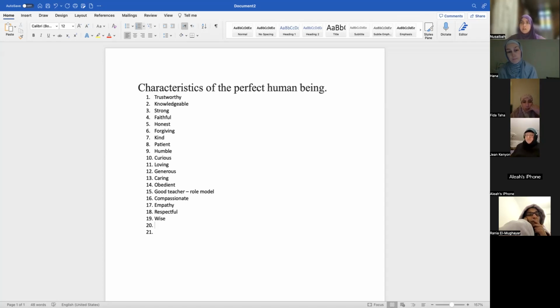Someone wise. Knowledgeable is right there. I was going to say useful. Yeah, that's a really good one. Useful, or should we say productive next to it as well? Yeah, I'm thinking about the hadith about how Allah loves the one that is of service to the people. Okay. Useful, of service to people. Or kind of the opposite of being selfish, selfless. Yeah, I suppose so.